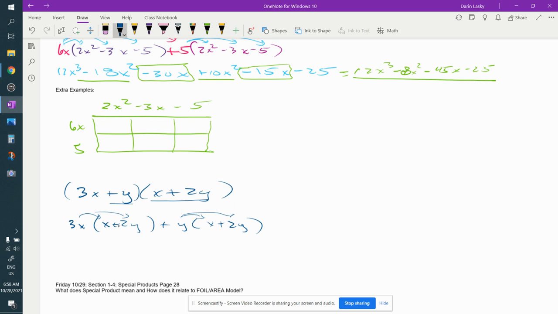Okay? This is the way I prefer to do it. So we get 3x squared plus 3 times 2 is 6. X times y is xy. And then I'm going to get plus y times x is xy. And I'm going to get y times 2y, which is 2y squared. Let's clean this up because these are the same terms. So we get 3x squared plus 7xy plus 2y squared.